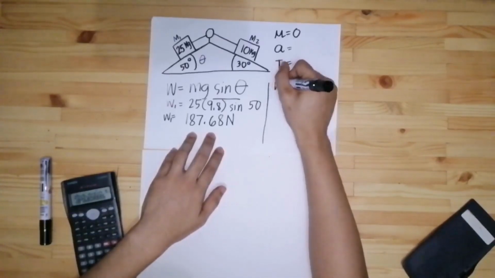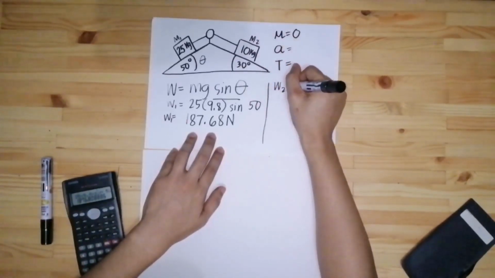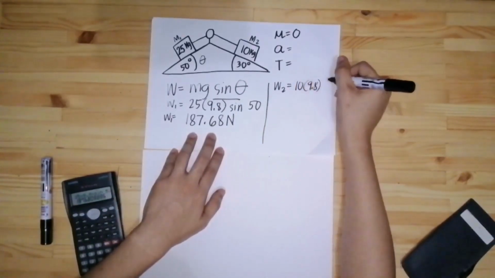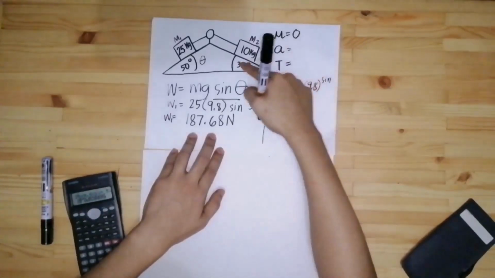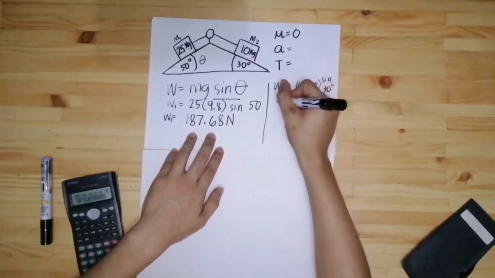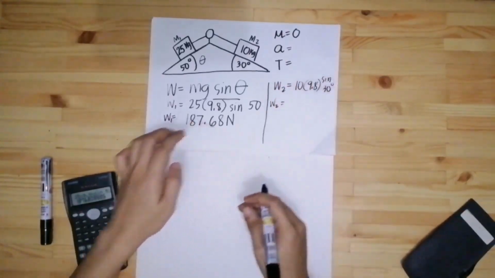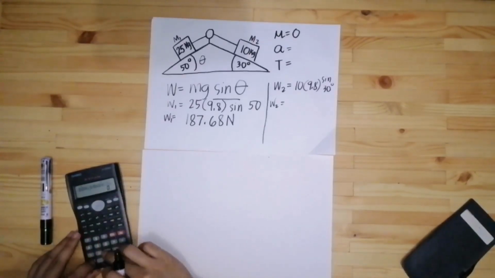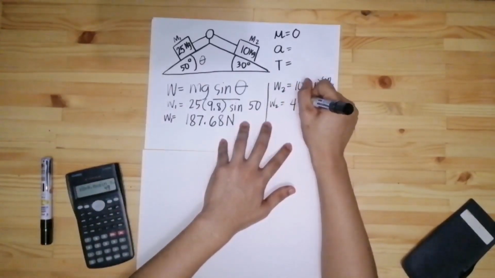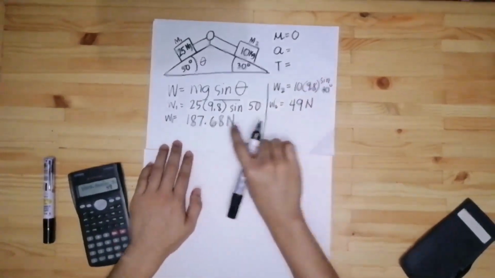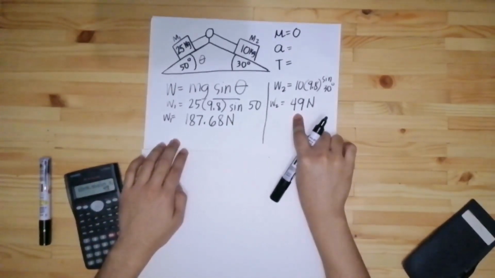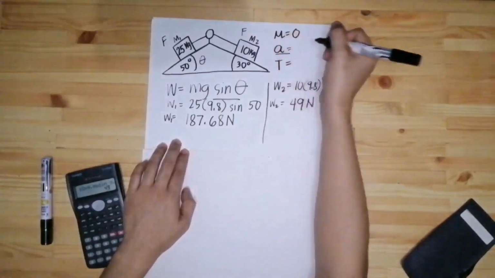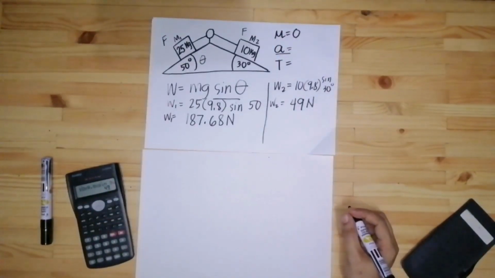Yung weight 2 natin, ito naman, ngayon. So, m natin, 10 times 9.8. Then, ito, sin 30 degrees. So, weight 2, multiply lang natin, 10 times 9.8 times sin 30 is equal to 49. Sakto. Newton. So, meron tayong weight 1 and weight 2. So, alamin pa natin yung force naman. Pero para makuha yung force, kailangan natin ng acceleration. So, to get the acceleration, ganito ulit ang formula natin.